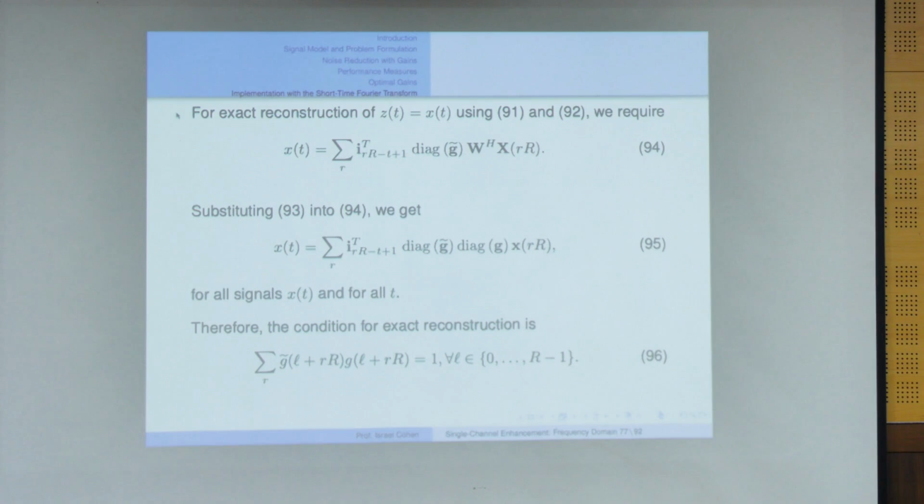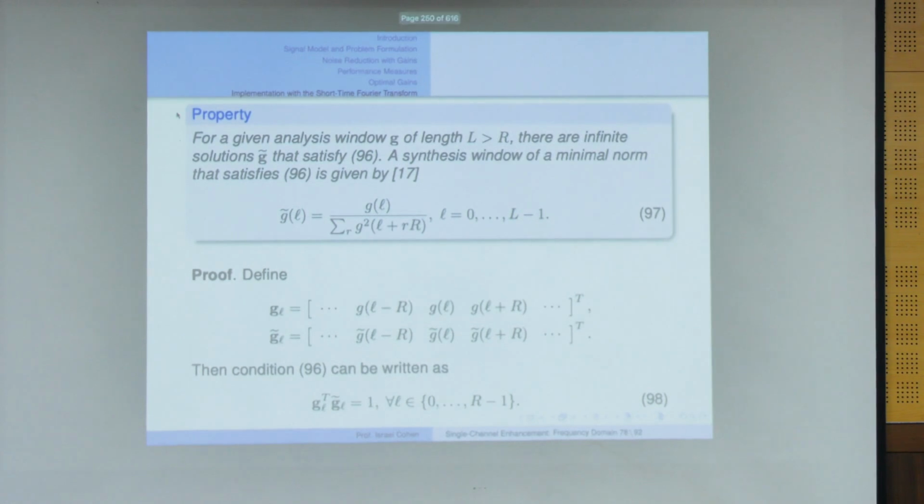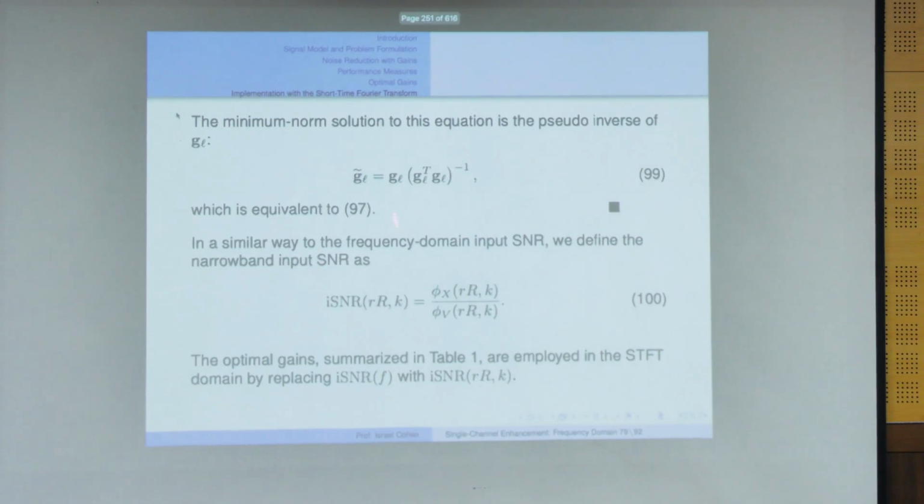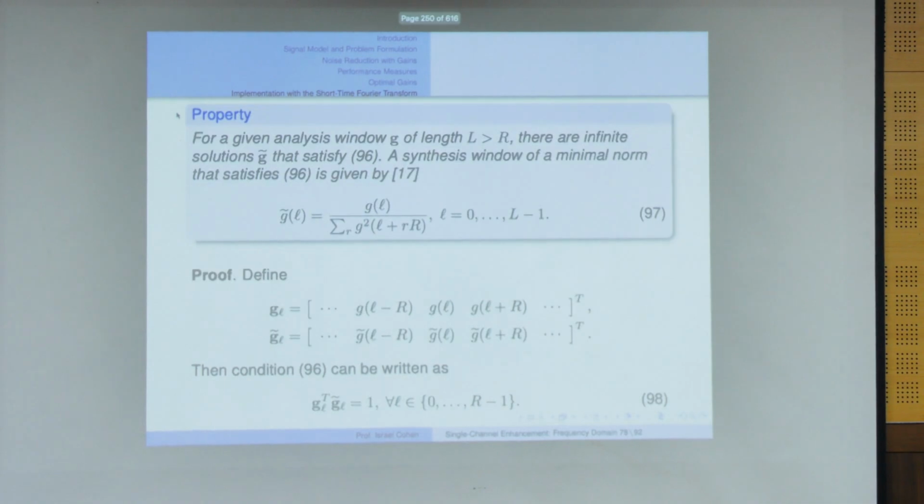Okay, so how do we find G tilde from this equation, the minimum norm solution? We can write it in a vector form like this. Okay, we can write it like this. This is the perfect reconstruction condition like here. And the minimum norm solution for that is simply like this. This is the minimum norm solution to this vector form perfect reconstruction condition.